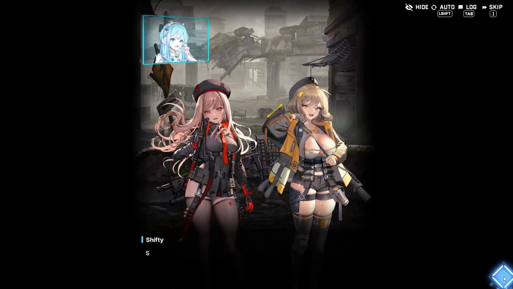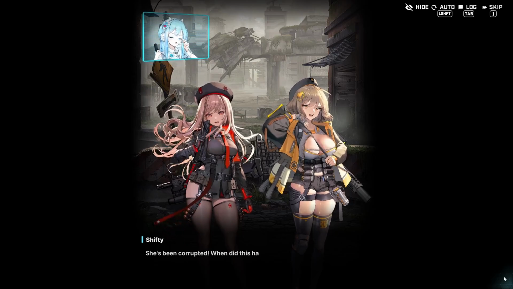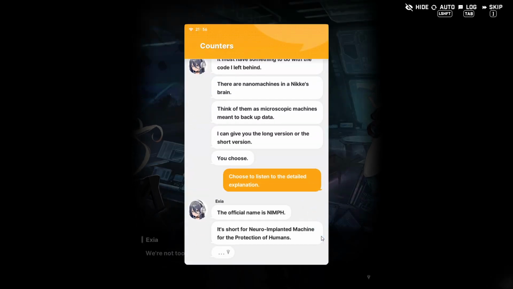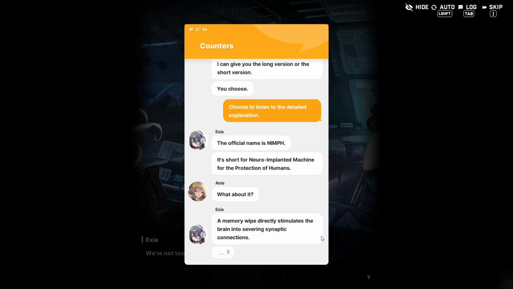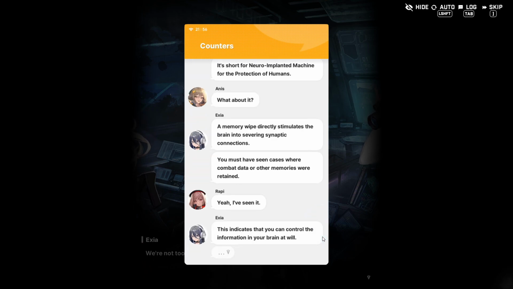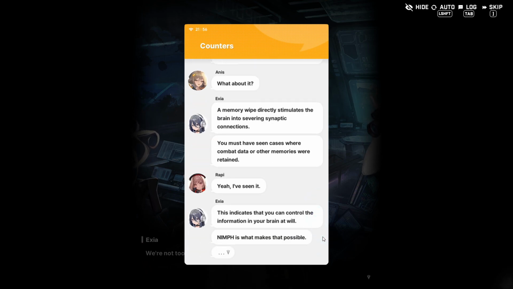So the first question is, what does NIMPH even stand for? Well, NIMPH stands for Neuro-Implanted Machine for the Protection of Humans. Alright, that's a lot of words, but what does it do exactly and what does it mean by protection of humans? Short answer, the NIMPH is basically used to prevent Nikkes from harming humans.